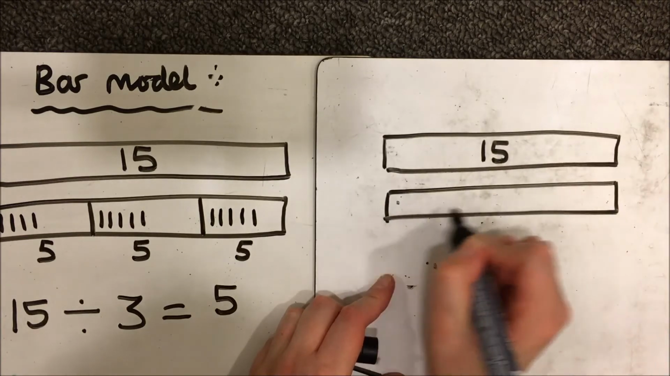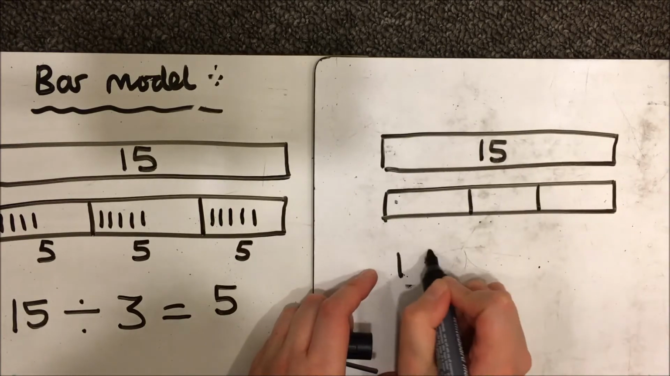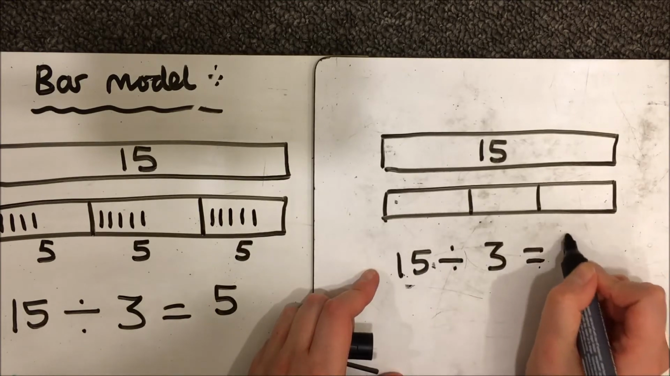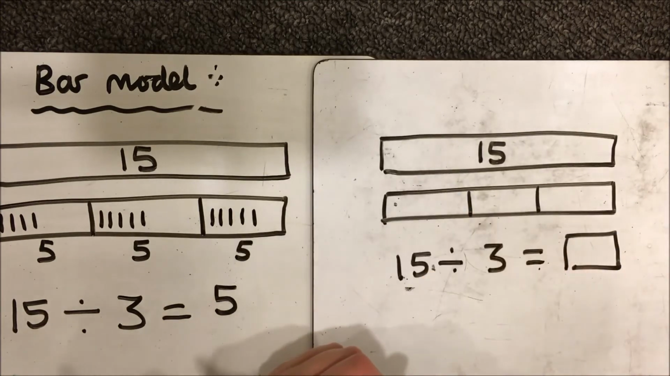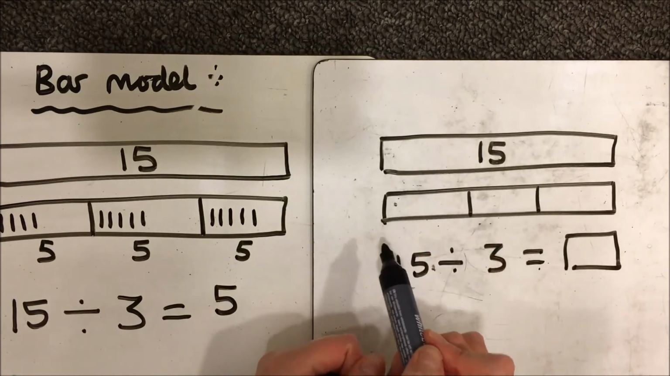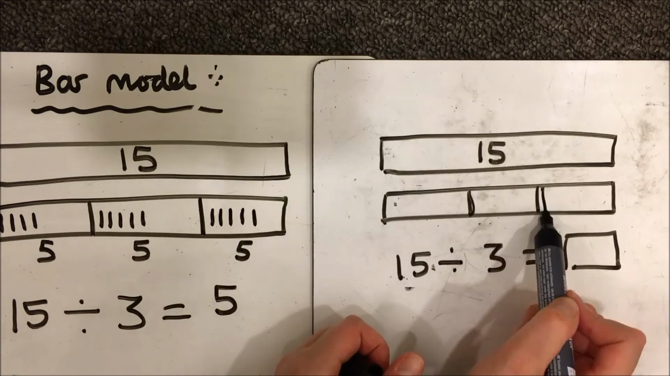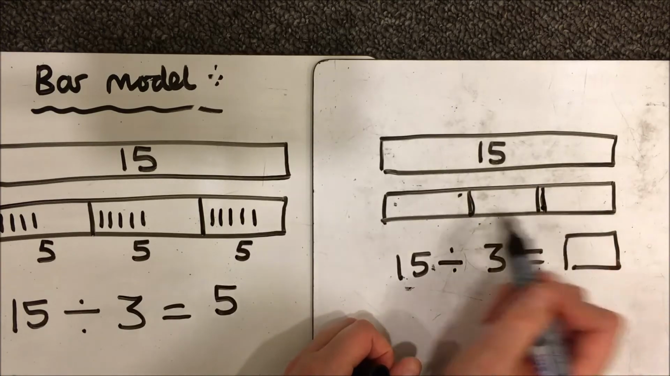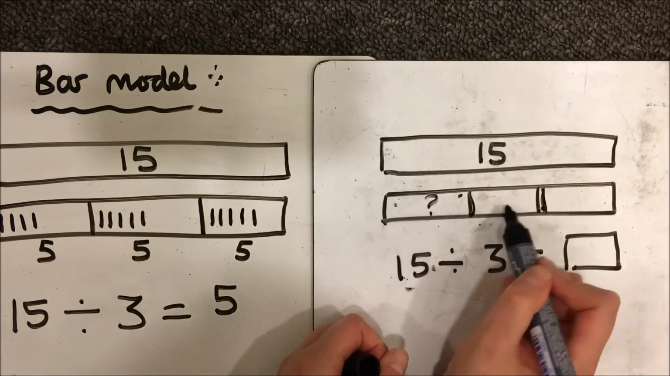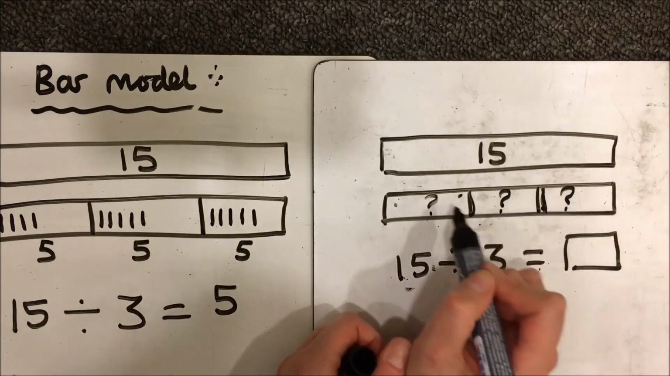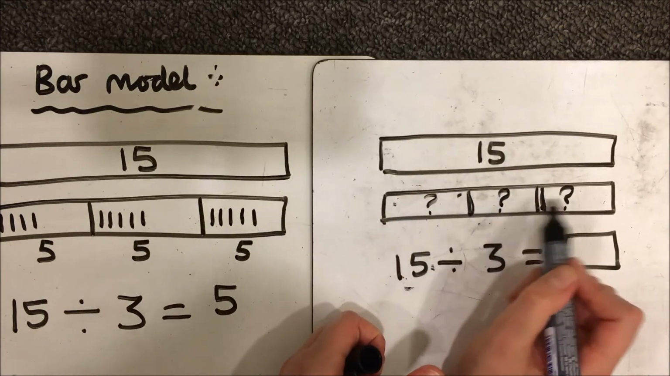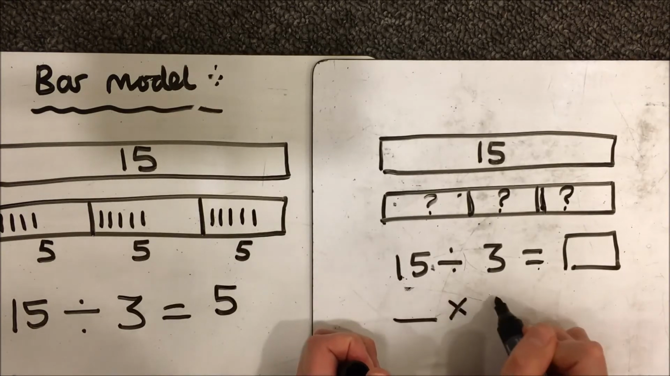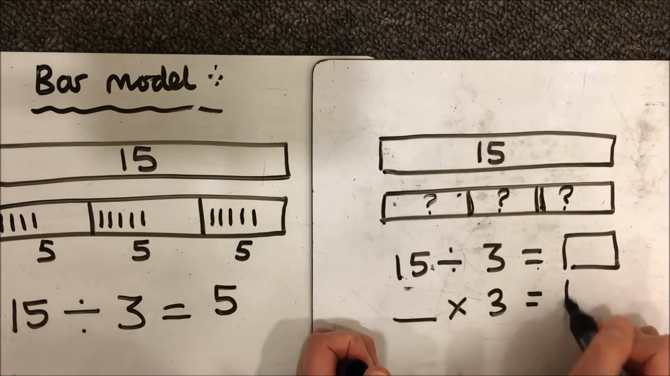And we're cutting it into 3. So 15 divided by 3. Imagine we don't know the answer yet, but we've drawn out our bar model. So we've drawn out 15 and we've shared it into 3 groups. So we know something, we don't know what it is in each one, something times 3 groups. So something times 3 is the same as.